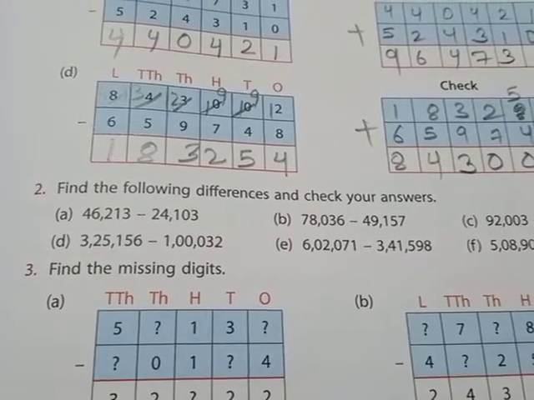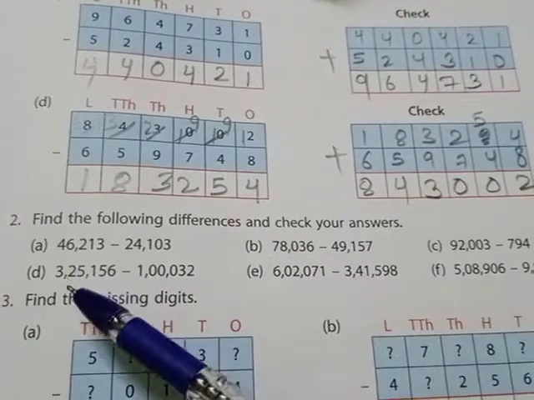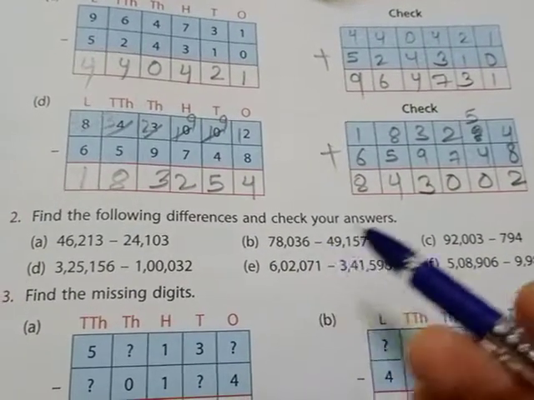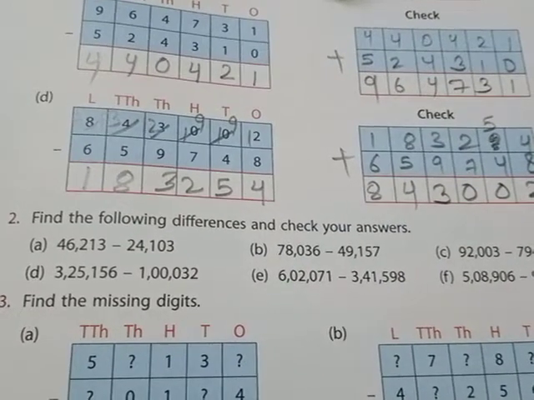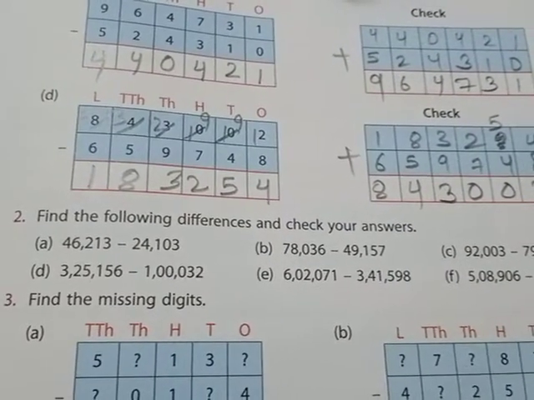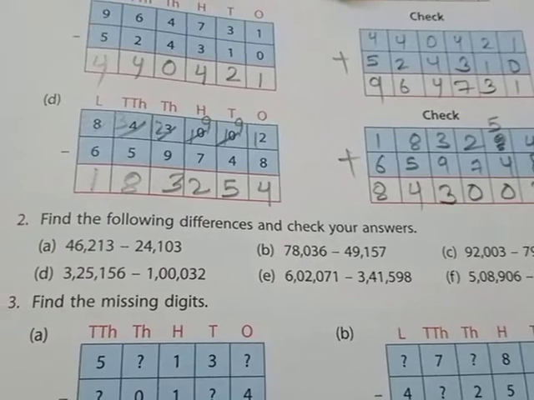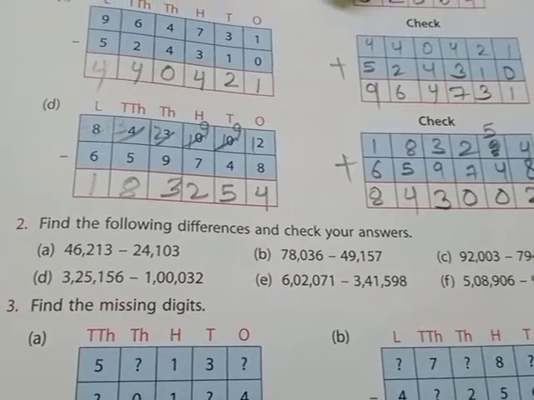We will discuss question number 2 in this clip. A to F, all the questions are to be done in maths fair copies. First of all, I'll note down question number 2A, that is 46,213 minus 24,103.